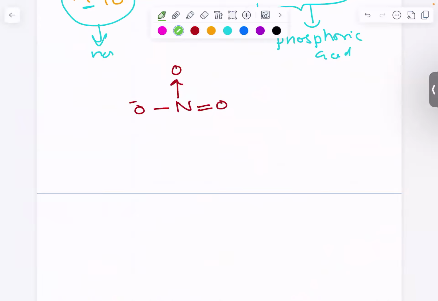This is a double bond, a double covalent bond. This is a dative bond, and this is a single covalent bond. And this is a negative charge. I told you that if something has a double bond, it will never carry a negative charge. The negative charge is given to the atom which is singly bonded. In this case, all 5 valence electrons of nitrogen are used up.